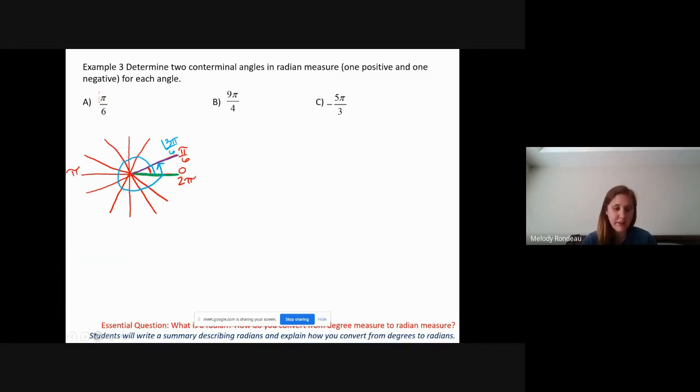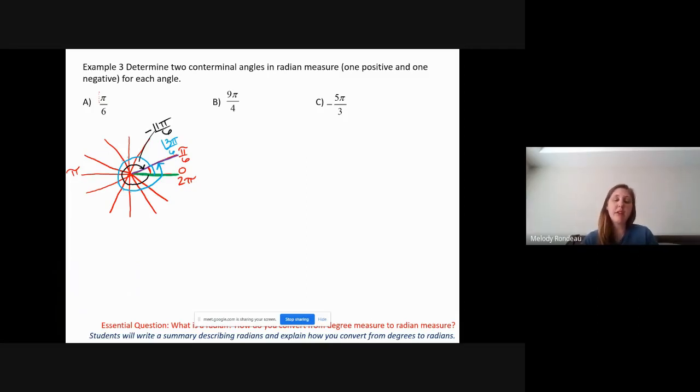Then to do the negative, I need another color. Maybe I'll do black. Okay, so for the negative, I'm going to start at green again, and I'm going to work my way backwards. And this time I am going to count as I go. So here goes: 1, 2, 3, 4, 5, 6, 7, 8, 9, 10, 11. And I have to stop at purple. So that gives me 11 pi over 6, and that is negative because I went in the negative direction.